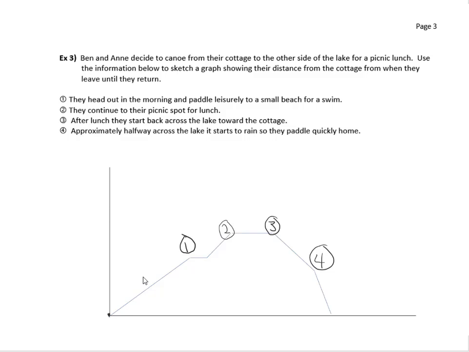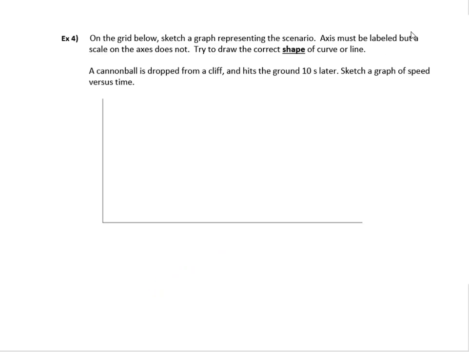Okay, we're going to go on to the next example. So hopefully that clarified everything. On the grid below, sketch a graph representing the scenario. The axes must be labeled, but the scale of the axes doesn't need to be. So we're not drawing to scale, we're just drawing a rough idea. Just try to draw the correct shape of the curve.